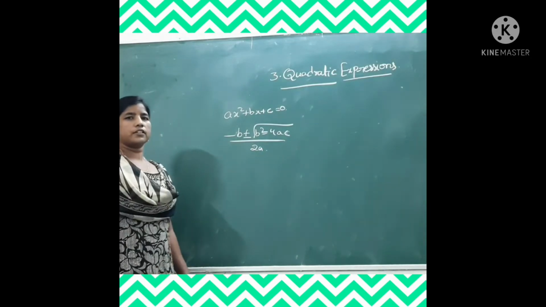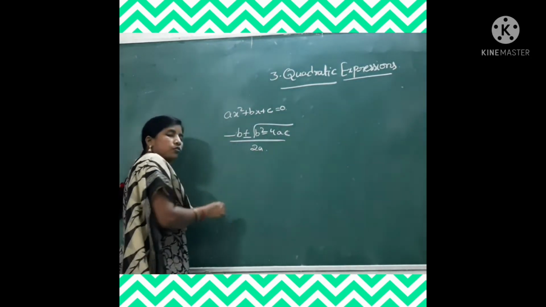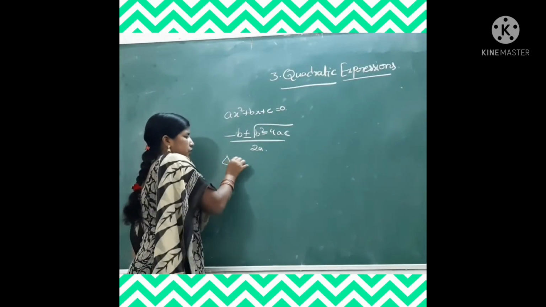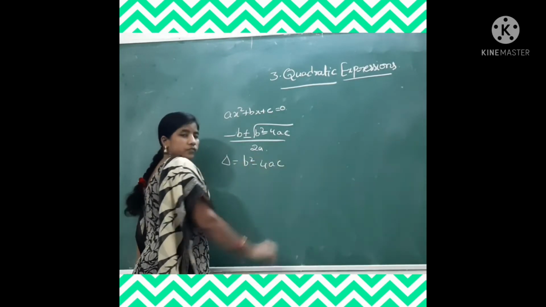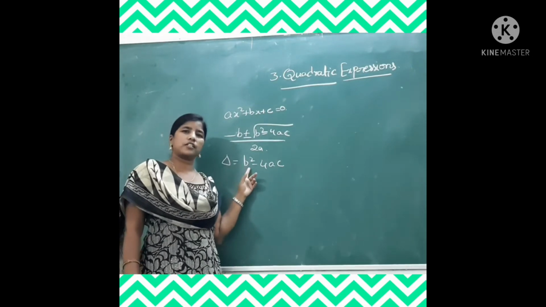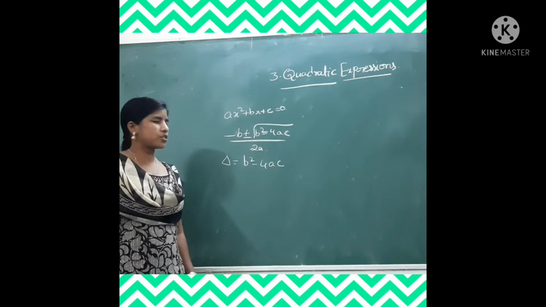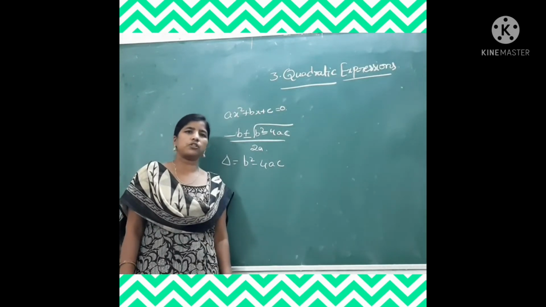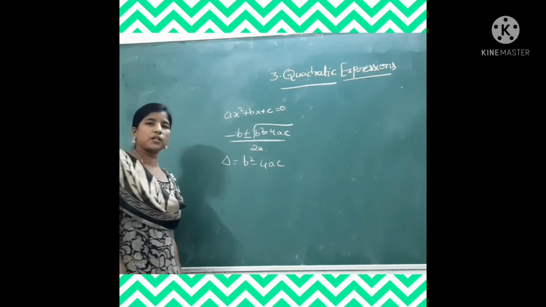Okay, and the discriminant of a quadratic equation. What is it denoted by? Delta, that is equal to b square minus 4ac. From the discriminant we also get three conditions: equal to 0 gives equal roots, greater than 0 gives distinct real roots, and less than 0 gives no real roots. Okay, next one is the sum of the roots.